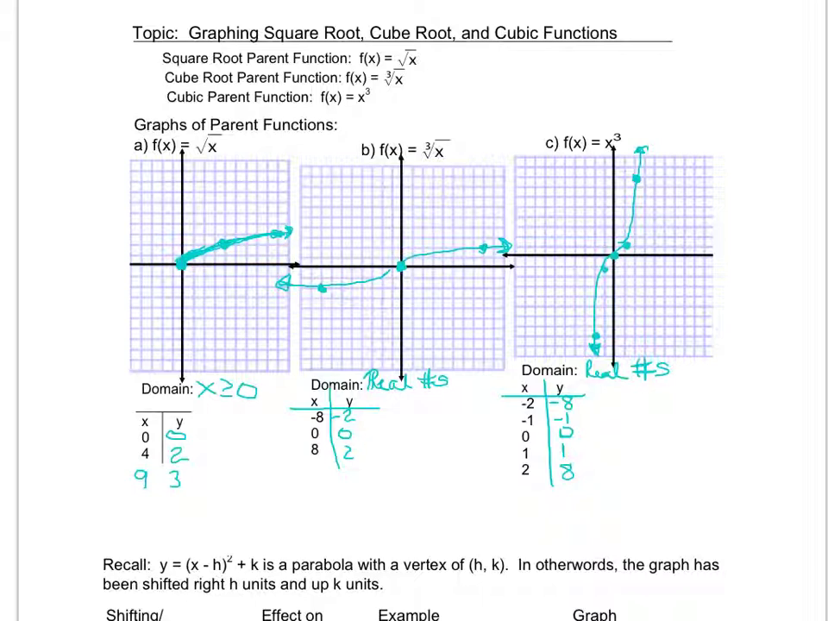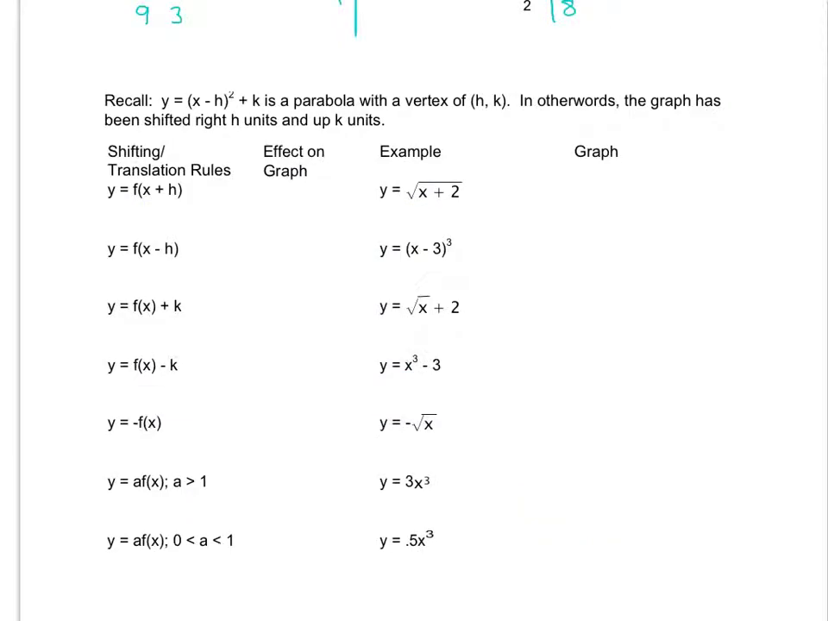Next thing I'm going to look at is our shifting rules, and then from there we're going to just look at applying. Remember when we looked at parabolas, we saw that y equals (x minus h) squared plus k was a parabola with a vertex of (h, k). So in other words, the graph was shifted right h units and up k units. So subtracting from the inside of a function moves it right h units, adding to the outside of a function moves it up k units. We're going to use those same rules on these 3 new types of functions.